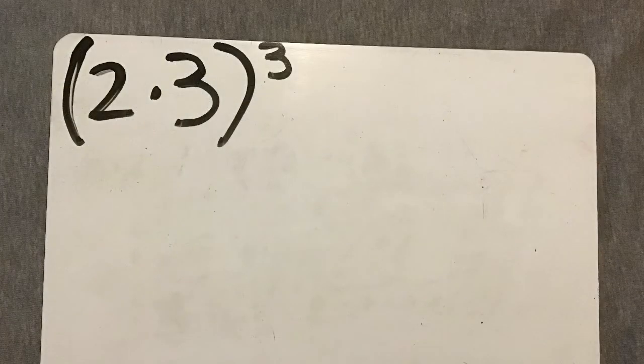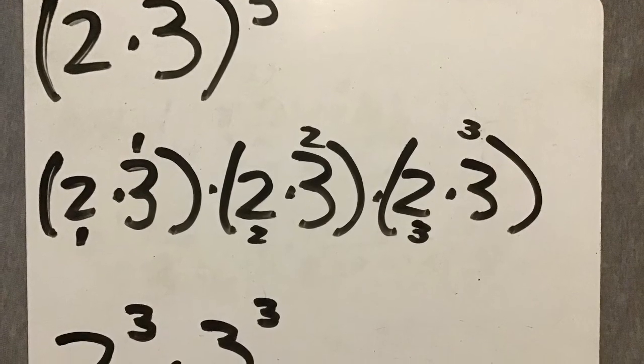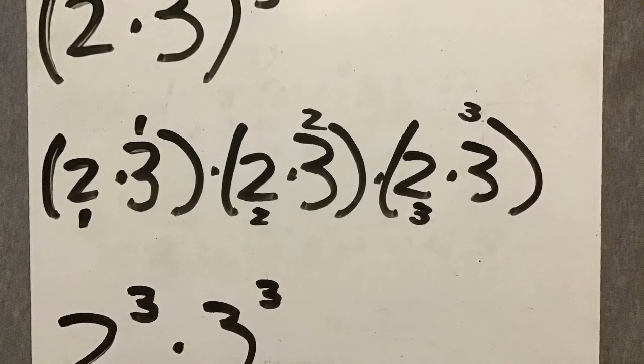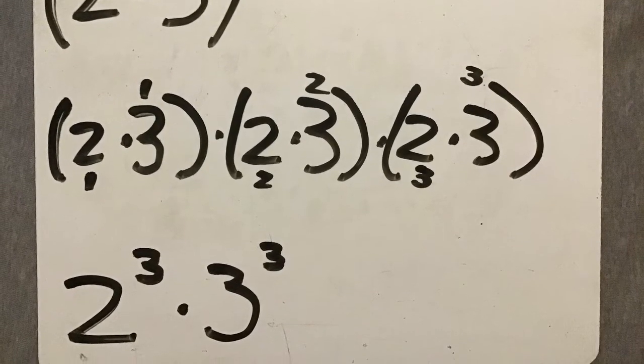Another example is parentheses 2 times 3 close parentheses raised to the third power. This means I have 3 groups of 2 times 3, which means I have 3 2's and 3 3's. So I have 2 to the third power and 3 to the third power.